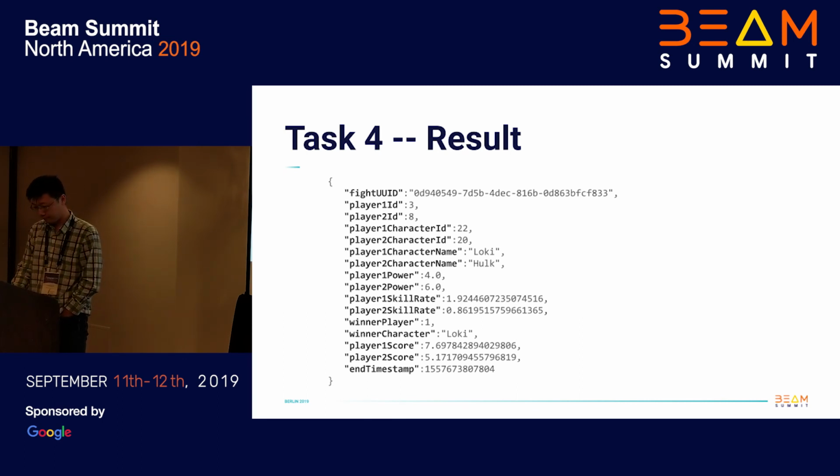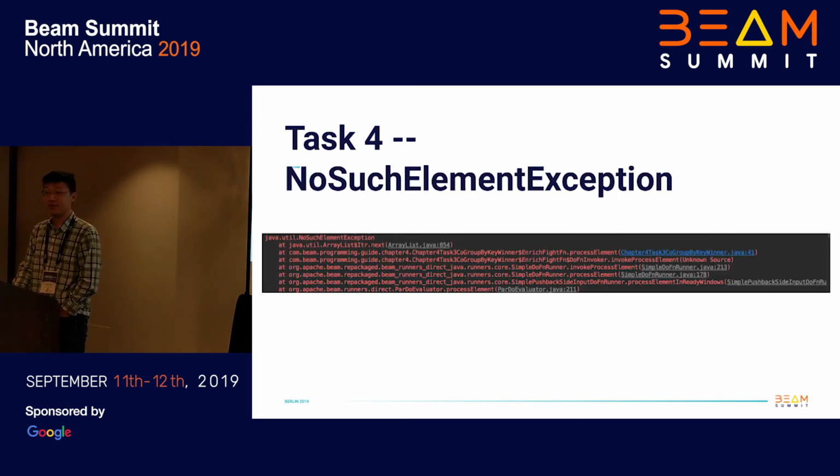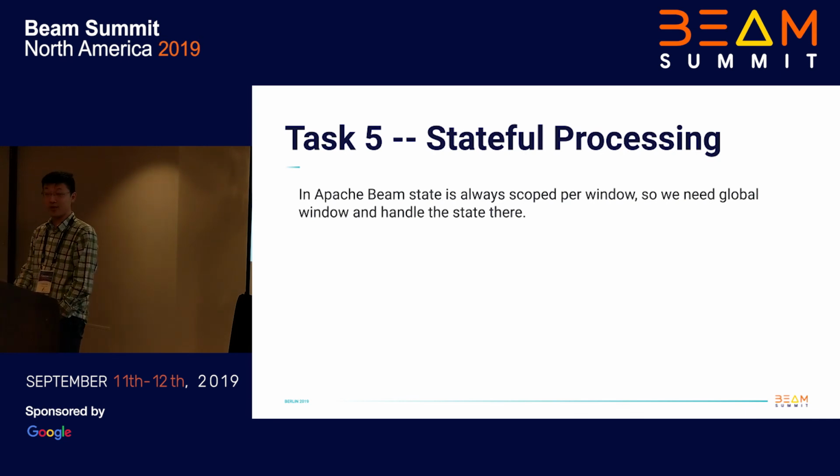But there is one thing that can happen, which is no such element exceptions. This is when I try to apply that within one window, and after running this, after 5 seconds, it actually breaks. The problem is that in Apache Beam, the state is always scoped per window, so we need to have a global window and handle the state. This is because I have the character lookup persisted only in that window. If that window passes, I don't have the corresponding record there.